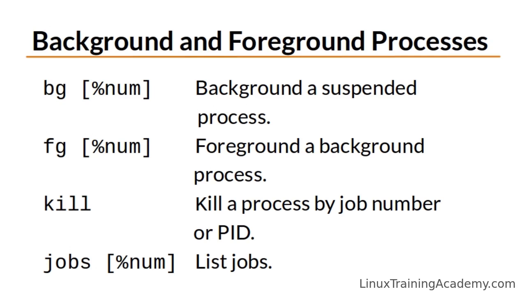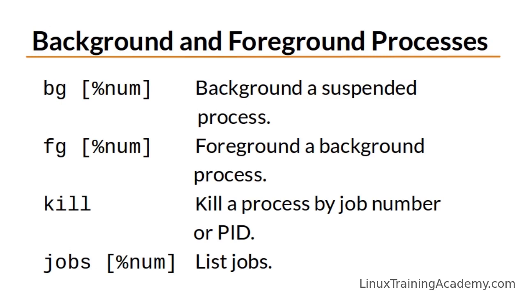To foreground a background process, type fg. Like bg, fg will operate on the current job unless you give it a specific job number. To kill a job, type the word kill, space, %, and the job number.